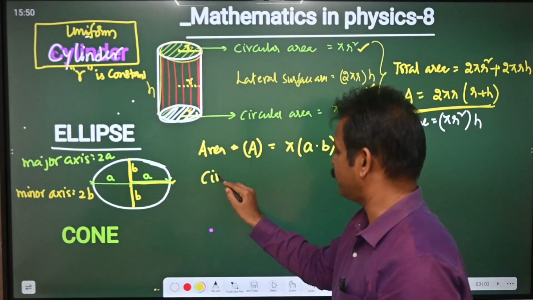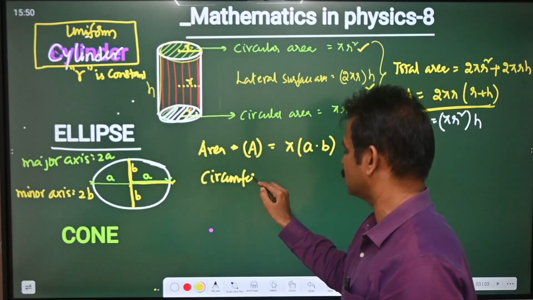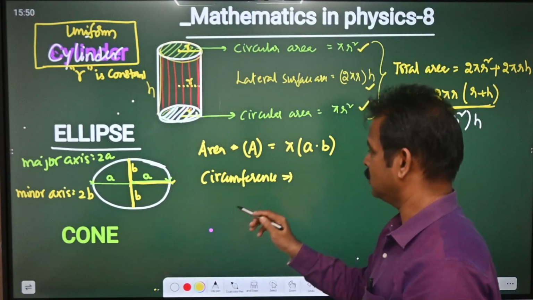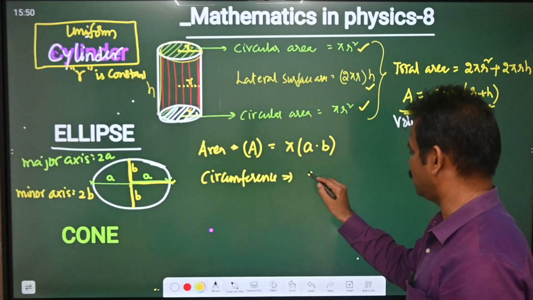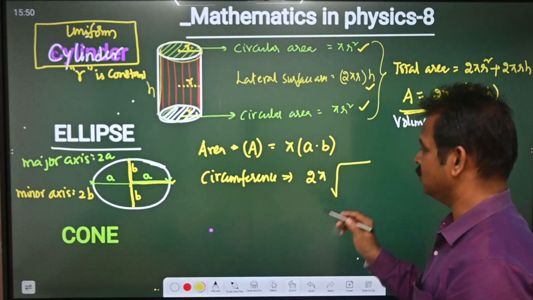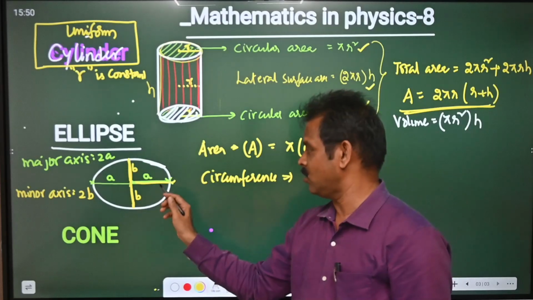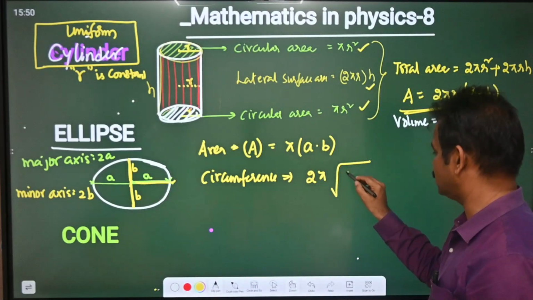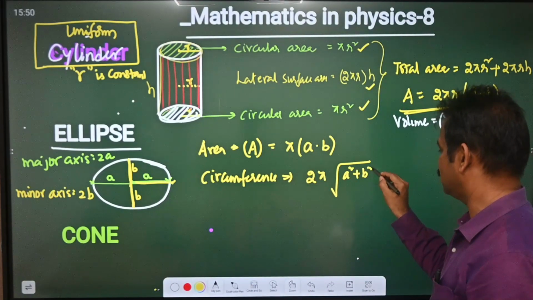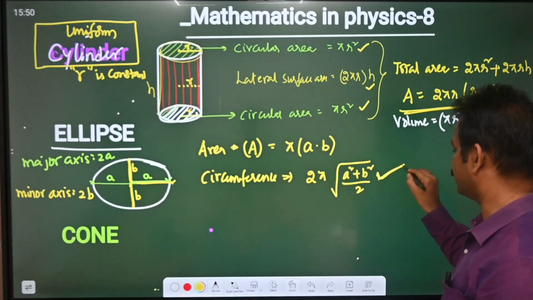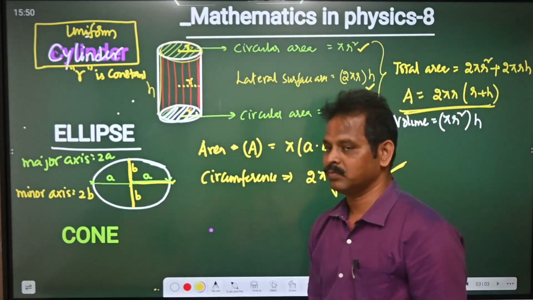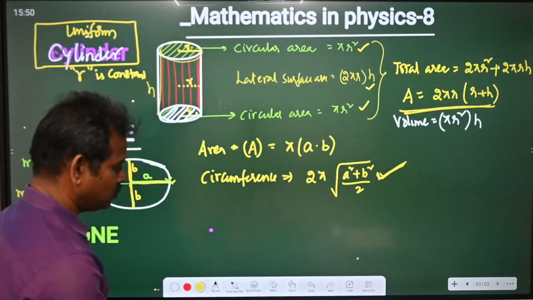Similarly, the circumference of an ellipse is given by 2 pi r. Here we can write 2 pi, where this r is the root mean square value of these two, that is root over a square plus b square by 2. So this is the circumference of the ellipse.